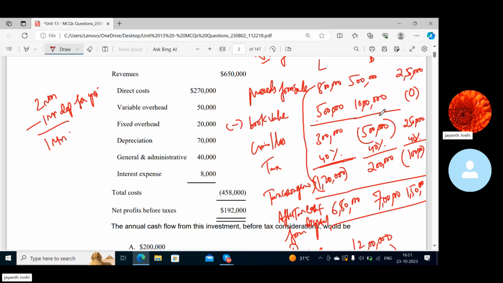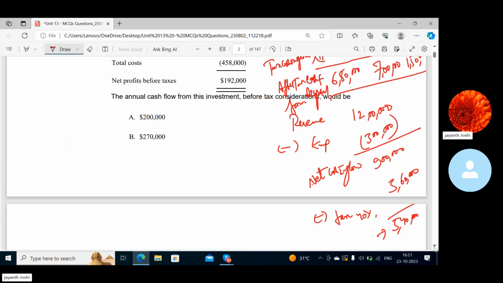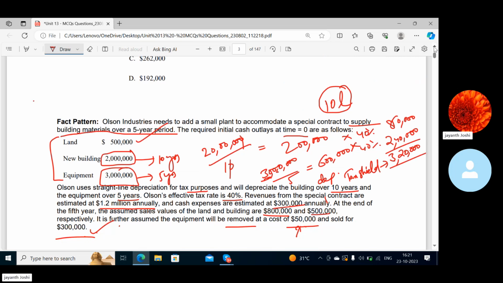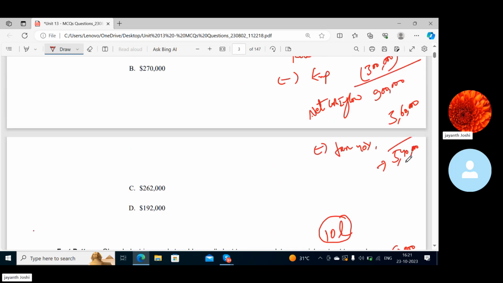Done. So now all these things are happening in the 5th year. So now we will take up all the cash flows we have got till now. First of all, here 540 is like every year cash flow. So 5th year, this is also there, right?